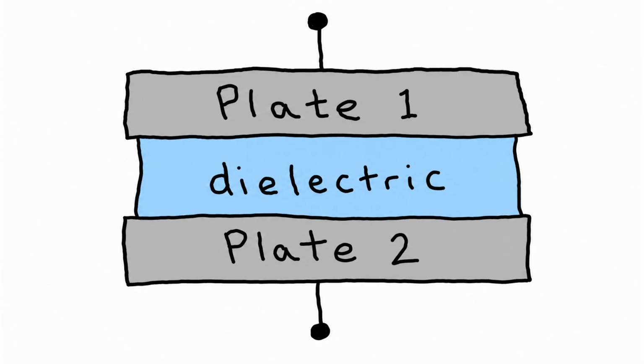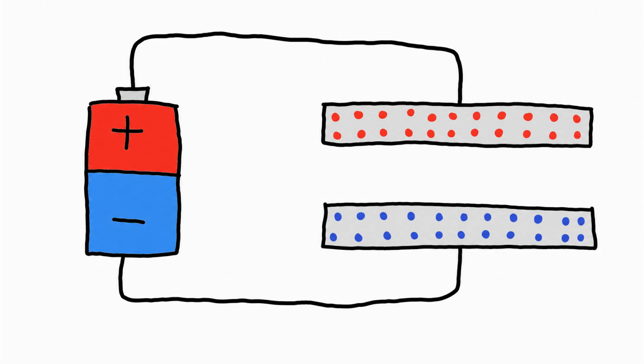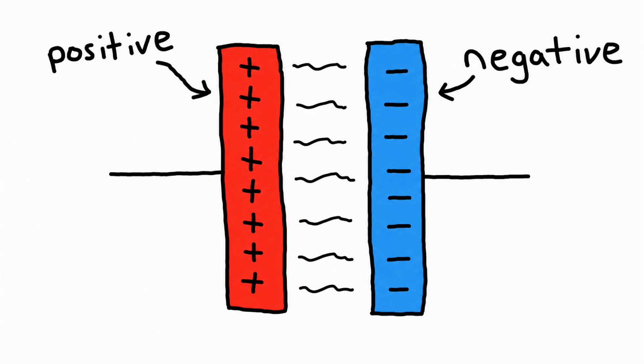Inside a capacitor are two metal plates separated by an insulating material called a dielectric. When voltage is applied, charge builds up on the plates. One side becomes positive and the other side becomes negative.